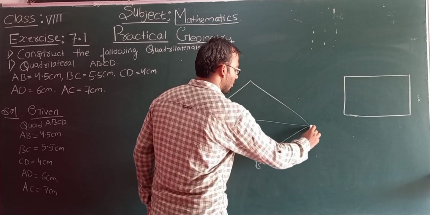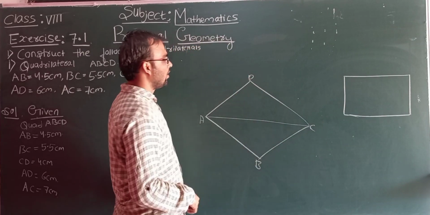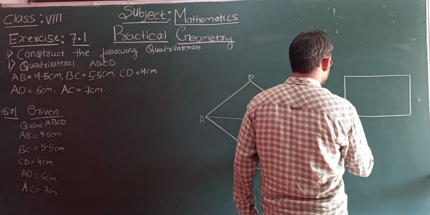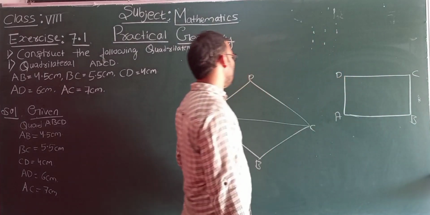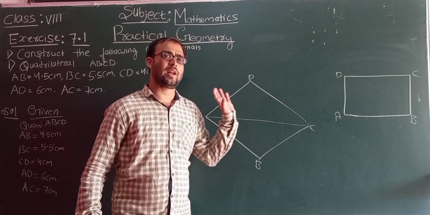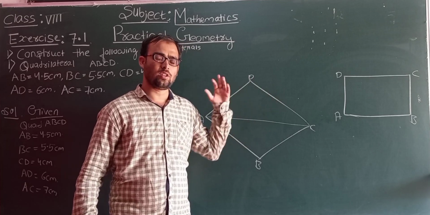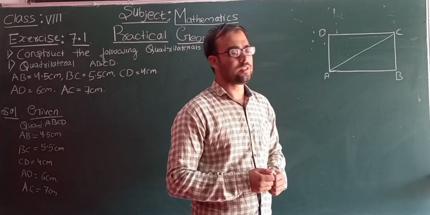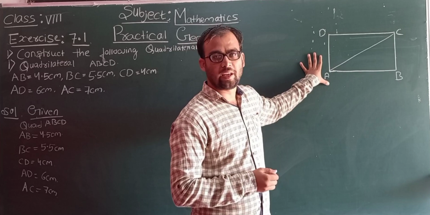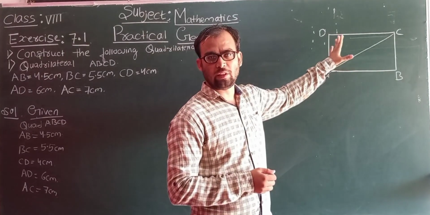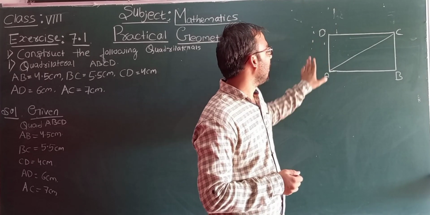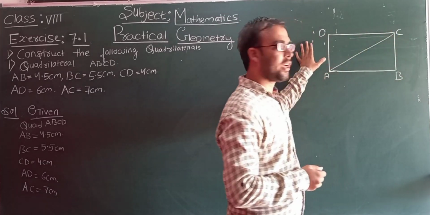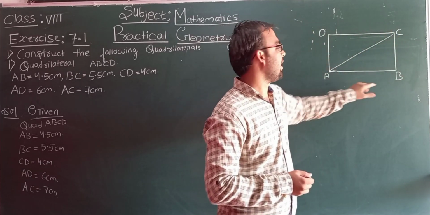A, B, C, D. So you can draw the rough figure like anything. They have not given the specific name. Students, so here I have drawn the rough figure like this. I have drawn the rough figure in the form of a rectangle, so you can draw anything. So I have taken the quadrilateral ABCD. Draw the figure quadrilateral ABCD.